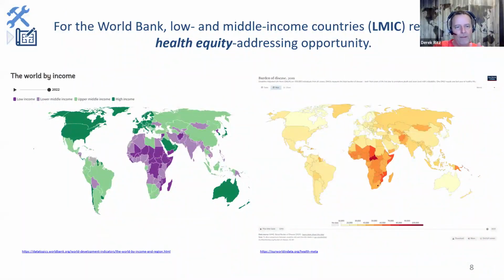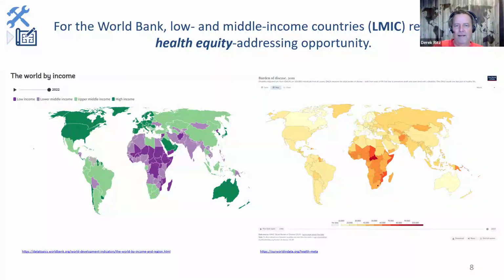So the graphic on the left is a map of the world reflecting income. And as you see in dark green, Canada and the United States and Australia and most of Europe are dark green, high income countries. And then you can see on the other end of the spectrum, light purple and dark purple being lower income and low income countries. So that's the world represented, categorized by income.